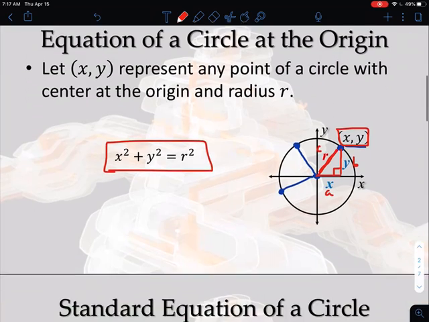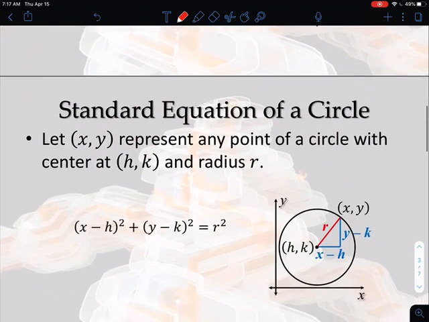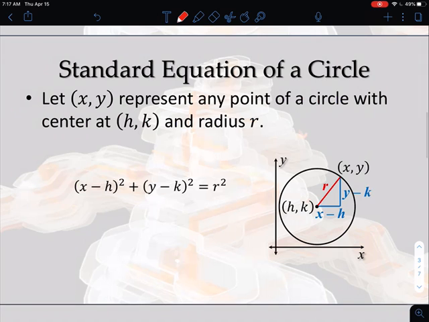Now, the circle's not always going to be at the origin. So it might be moved to a different location. So if we move the circle to a different spot, here we're moving it to where we're calling (h, k) for right now. So we went right h units and up k units to get my circle center, but the rest of it is exactly the same. This radius, highlighted in red there, is the same all the way around the circle. And we're going to use the same Pythagorean theorem idea to solve for my equation.